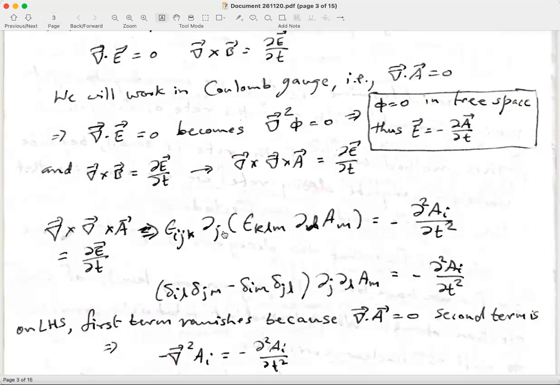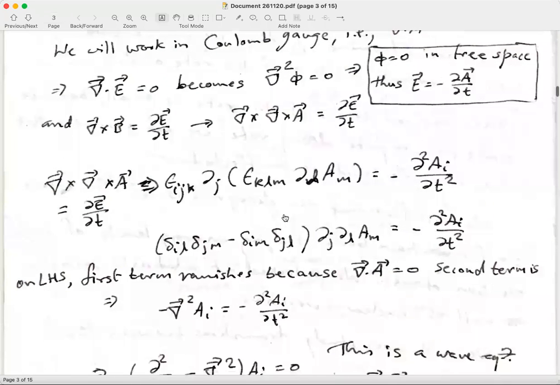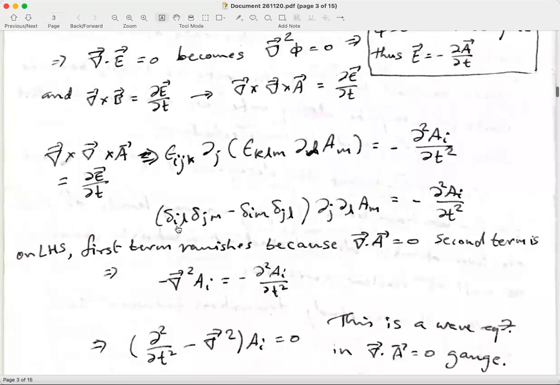Okay, so we will use that to write down this expression, and this del J would just act on del L of A M. The right hand side, because E is equal to minus del A by del T, just gives you the second derivative of A I. This index I is used to match with the free index on the left hand side. Okay, good. So what we need to do is to basically get these terms to work.